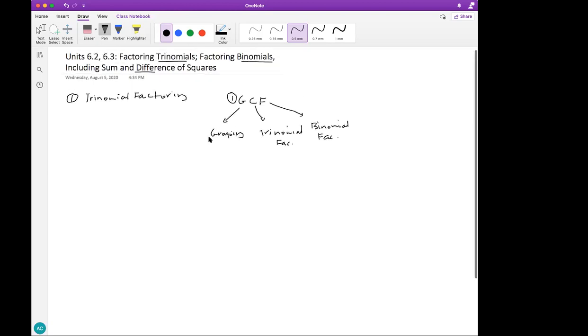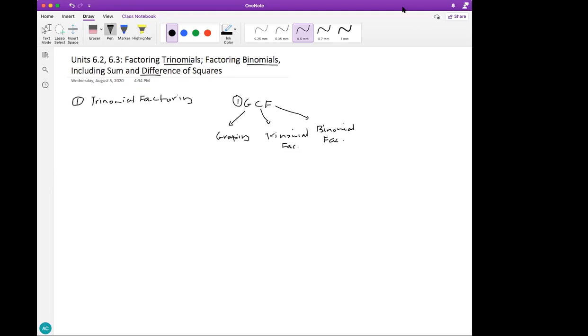So last time we discussed grouping and the GCF in detail. Today we're going to talk about trinomial and binomial factoring in detail as well. How many terms does a trinomial have? Three. Exactly, three terms. And a binomial has? Two. Two terms, that's right.